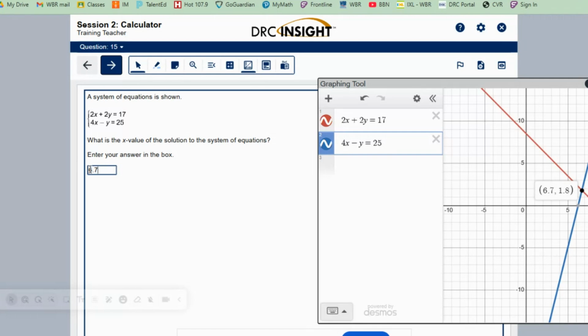Can you just tilt it? Thank you, Kristen. Perfect, thank you. Good. Good.